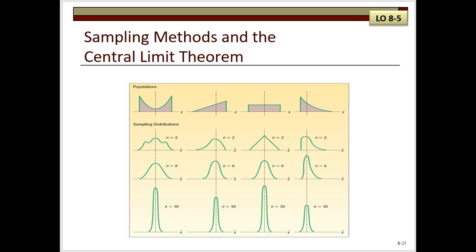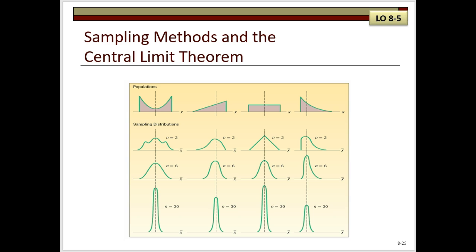So from the chart on this slide, we see 4 original population distributions on the top row, none of which is normal. Observe the change in the shape of the sampling distributions, that is the distribution of the sample means, converging to a normal distribution when the sample size is increased from 2 on the second row to 6 on the third row and to 30 on the fourth row. This is the essence of the central limit theorem.